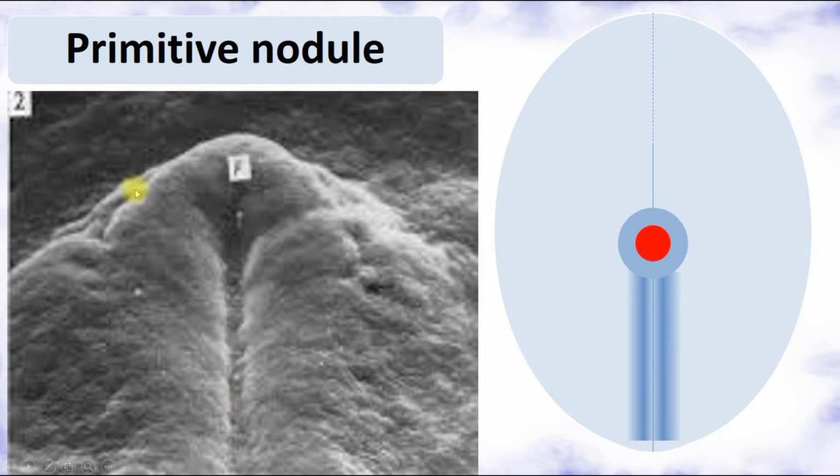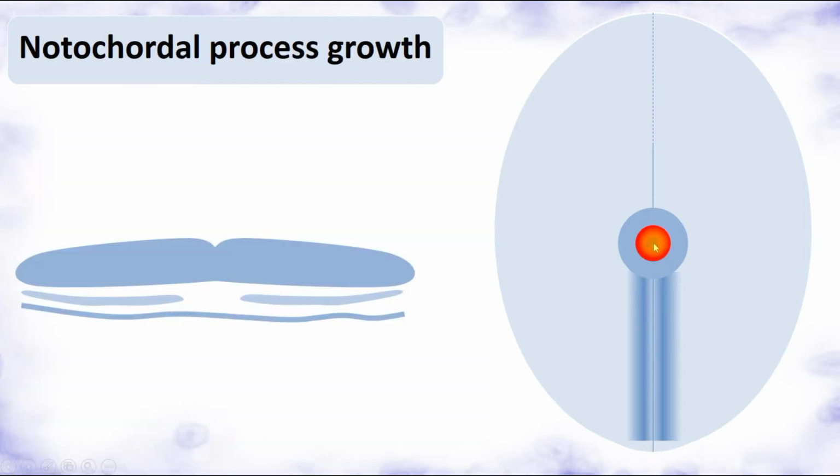And what will happen to this structure? Why do we have this nodule? This nodule has a pit inside, and this pit becomes deeper, and cells from the nodule as well as cells from the streak fall between the ectoderm and endoderm, but they form processes between ectoderm and endoderm. This process is called notochord.